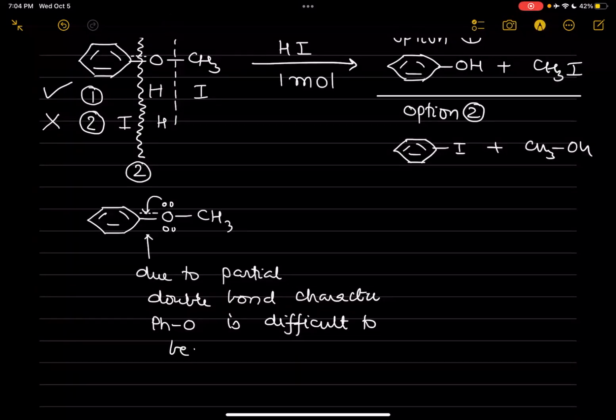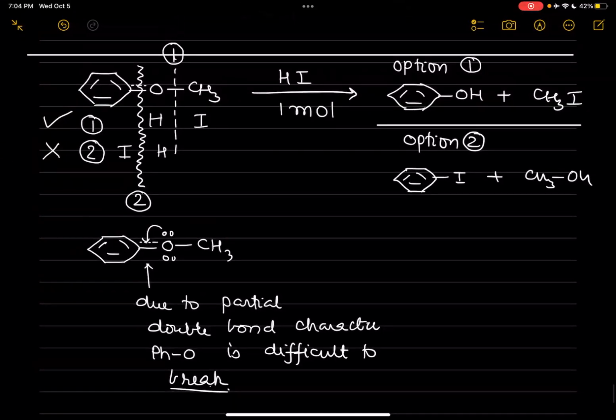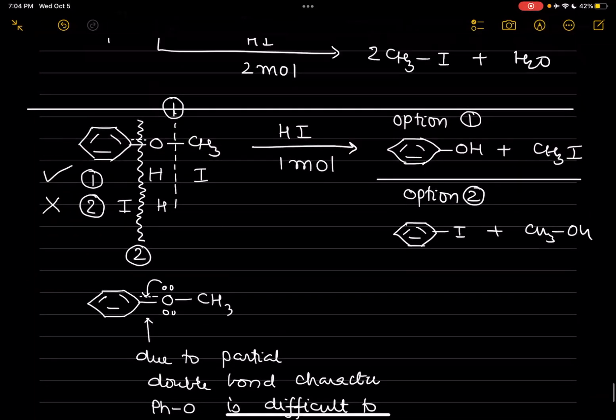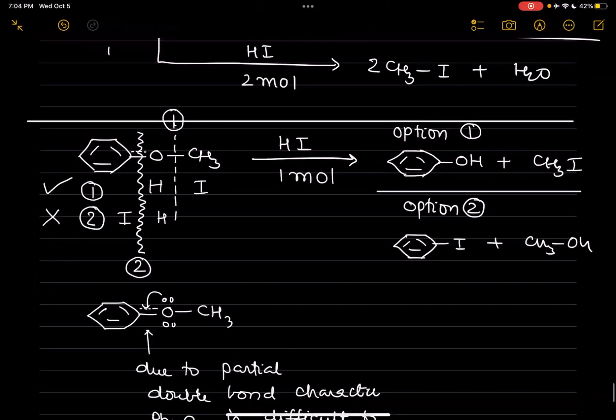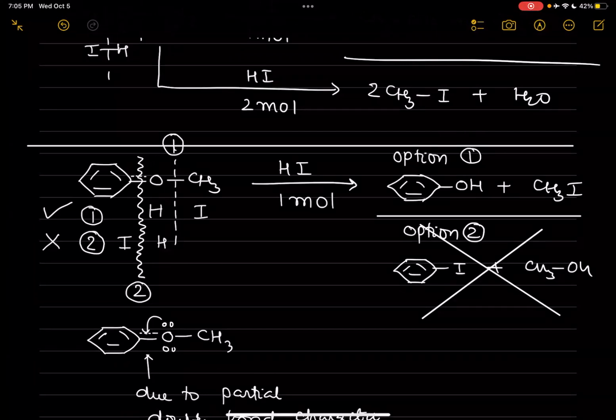Arshan, is it clear? Yes, sir. Okay, so this bond is not cleaved. So even if you would have taken 2 moles of HI, the answer is going to be the same. So this is not going to be the answer, because in order to create this, I have cleaved the benzene-oxygen bond, which is not going to get cleaved. Okay, that is difficult.